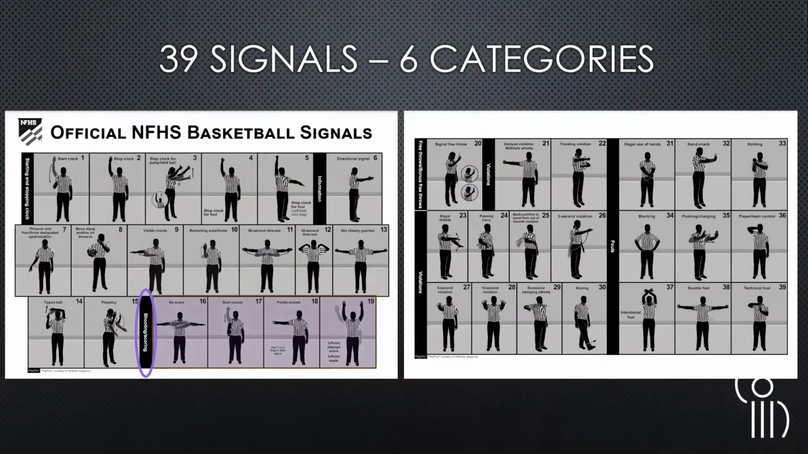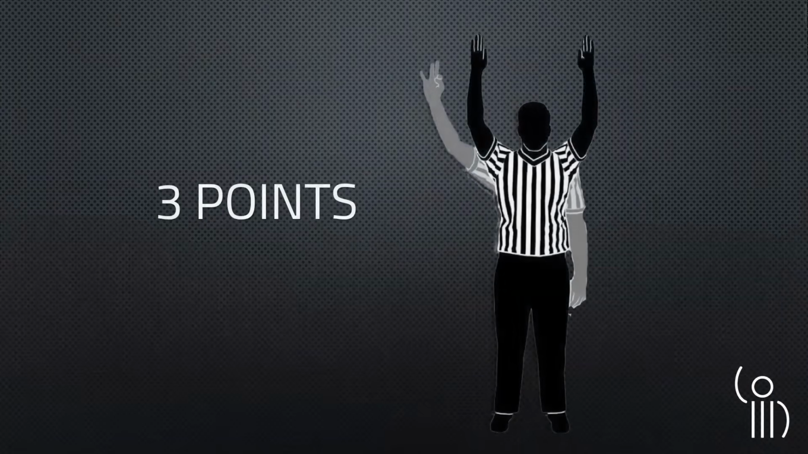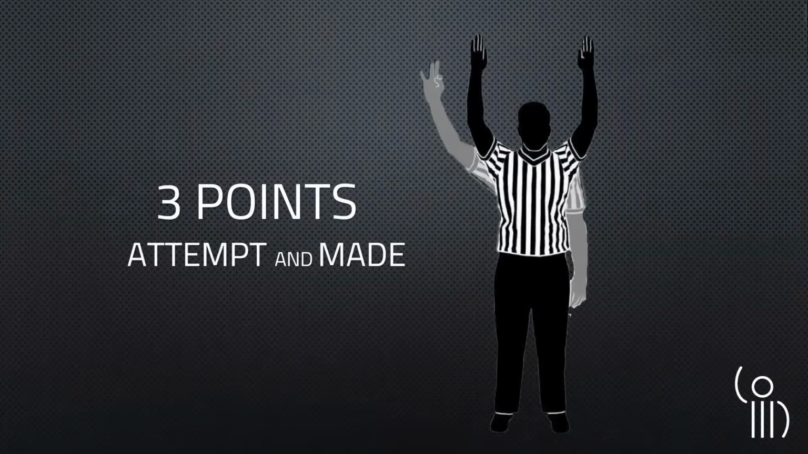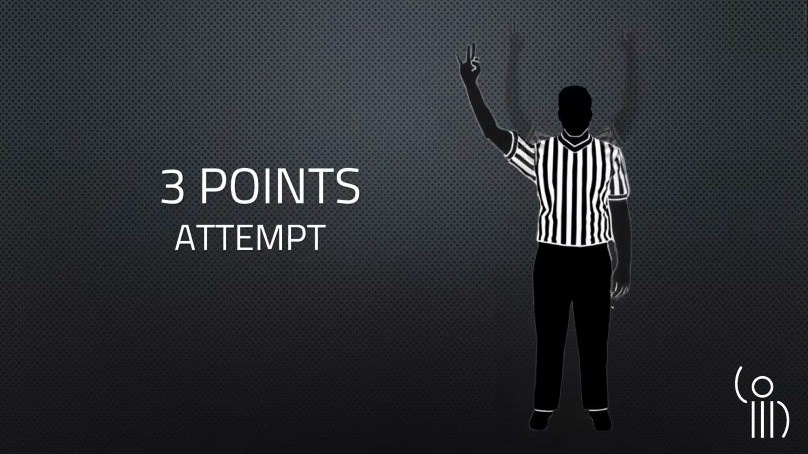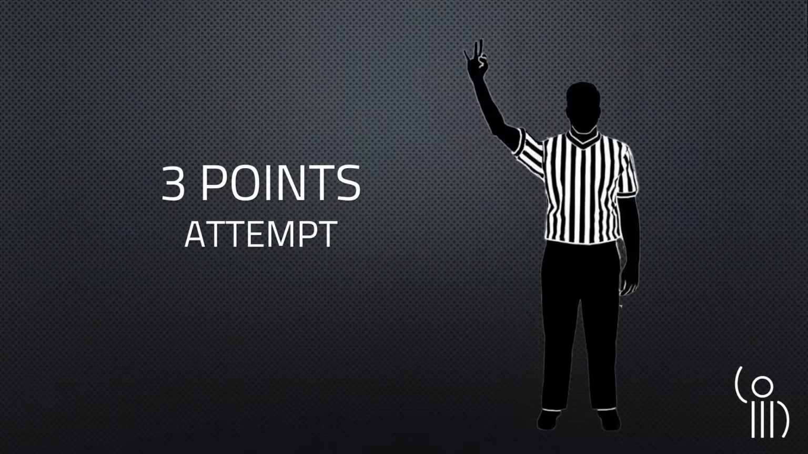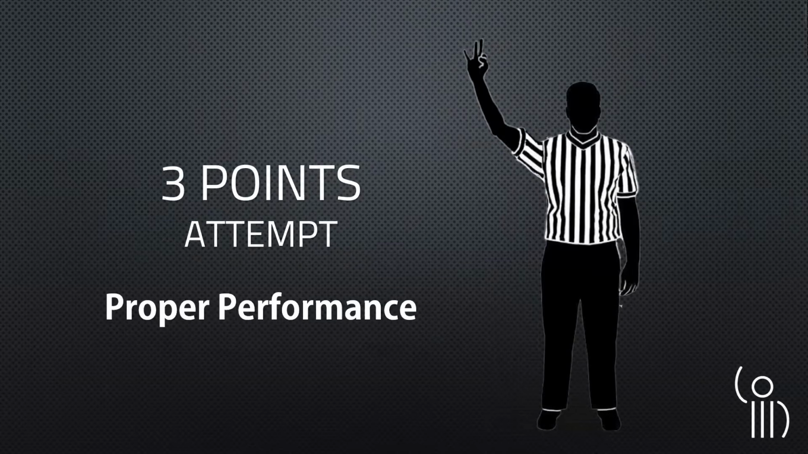Let's move on to shooting and scoring, which is the next category. A few of the signals I like to talk about are the 3-point attempt and made. They've combined this signal into one signal, even though it really is 2 different signals. When there's a 3-point attempt, we use 3 fingers out to the side above, right? It's not an open hand. It's not a closed hand. It's 3 fingers. 3 fingers for 3-point attempt.